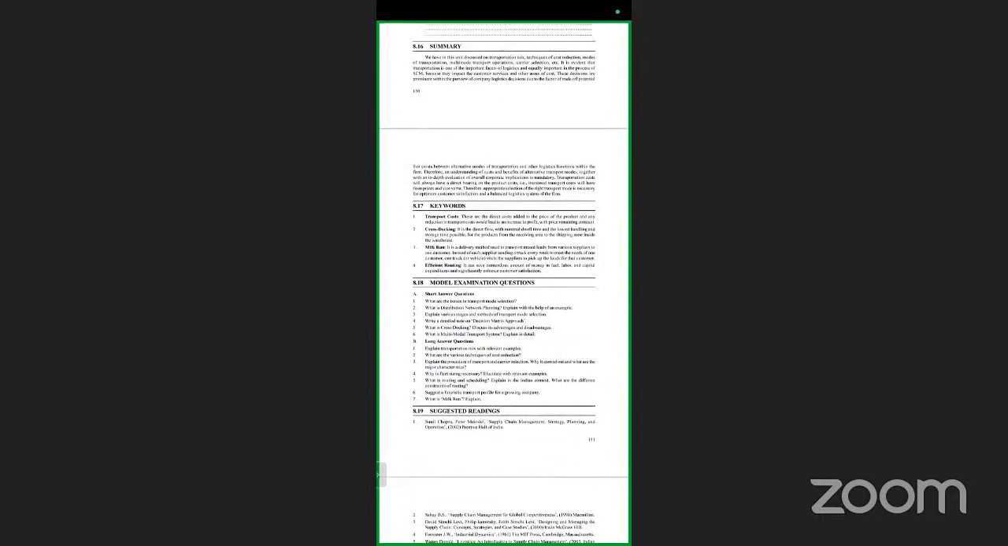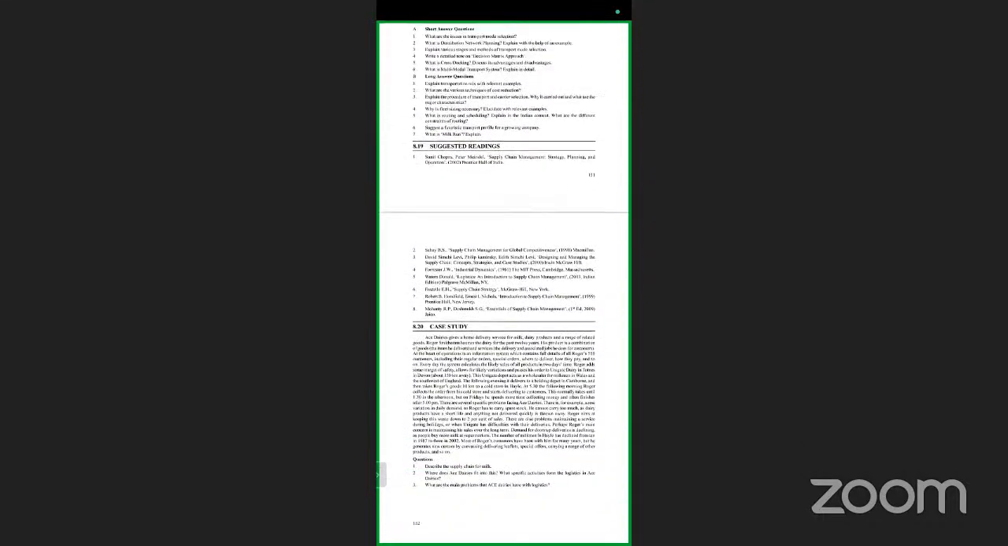Multimodal transportation system. We know that if you are using more than one kind of mode of transportation, we call it multimodal. Right? This is about the transportation.